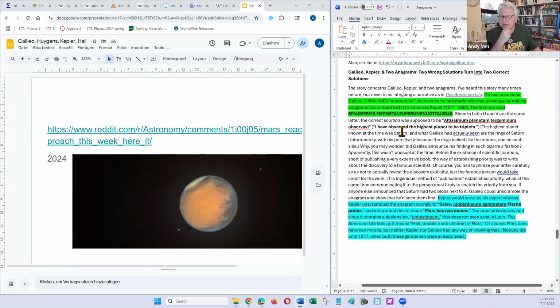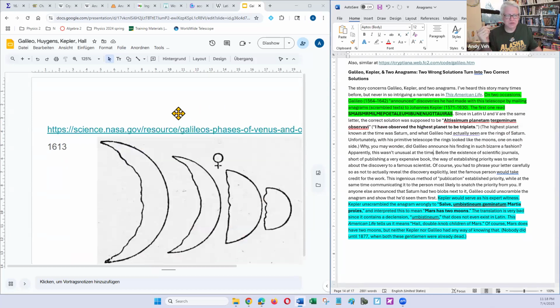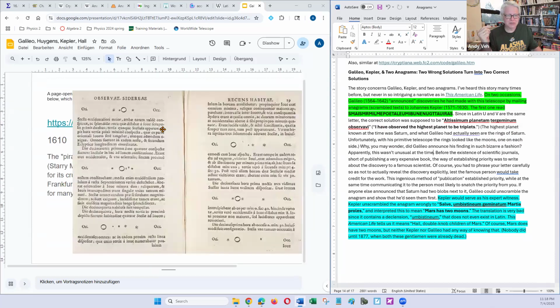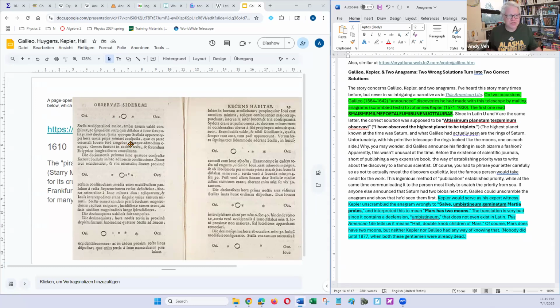Okay, the highest planet, what is that? Well, it's the furthest one out at the time of Galileo, which would be Saturn. Okay, and what does triplets mean here? Well, let's look over here. This one is Jupiter, and it has 4 moons. And that's also one of Galileo's discoveries. These are his drawings from one of the books that he published. So you can see 4 moons; every few nights, one of them is behind or in front of Jupiter, so you cannot see them. So that's Jupiter. So he observed Saturn, and this is what he saw.